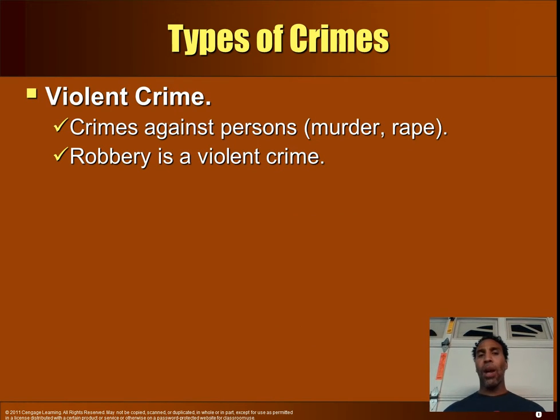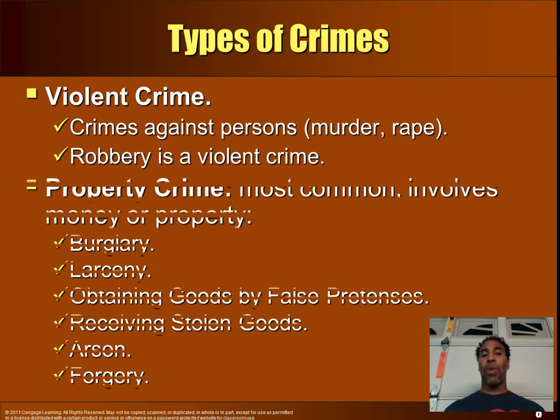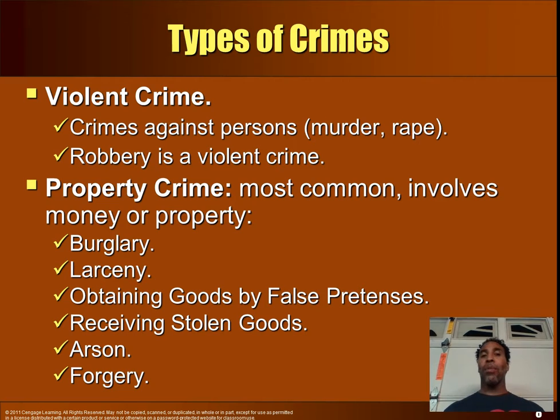There are different types of crimes, of course. You have violent crimes, crimes against persons like murder or rape. Robbery is also a violent crime, right? Somebody brings a gun, sticks you up, takes your money. That's robbery. So you have your violent crime, which is against somebody. Property crime is against property. Most commonly, it involves money or property.